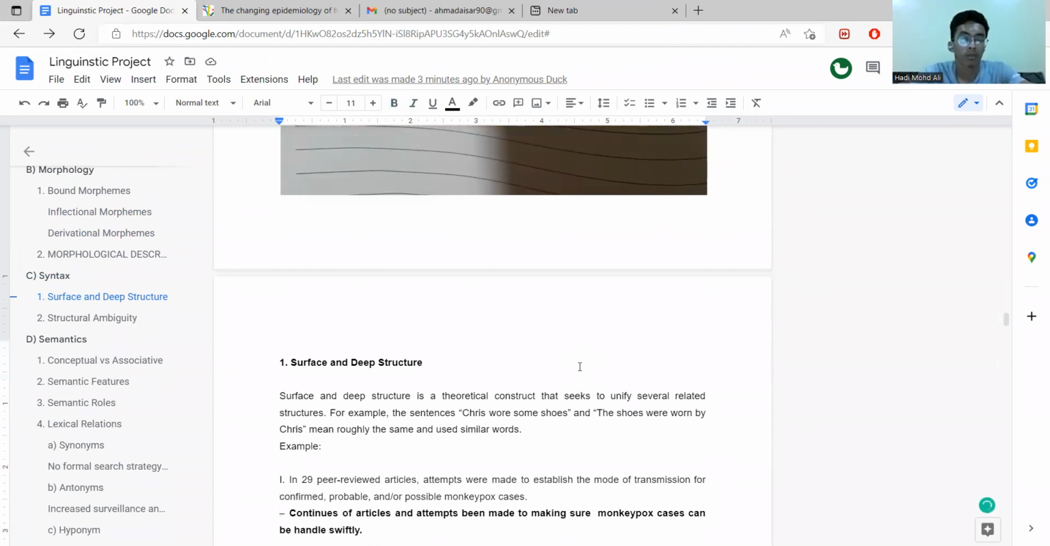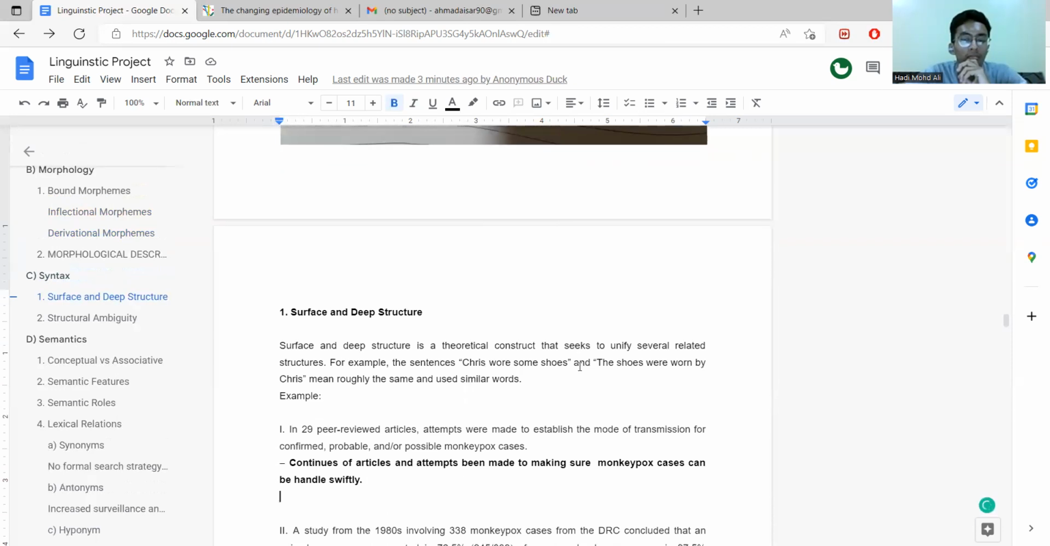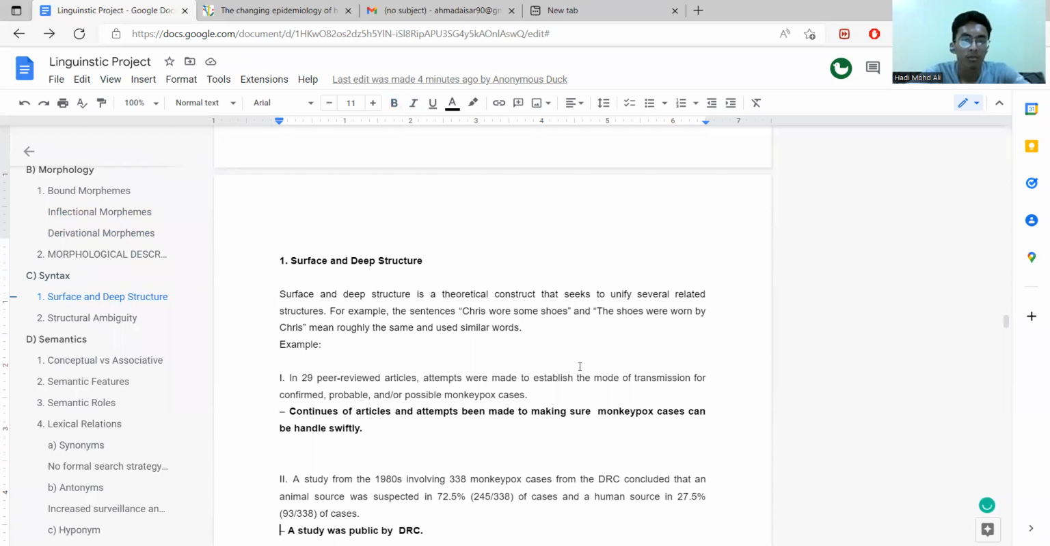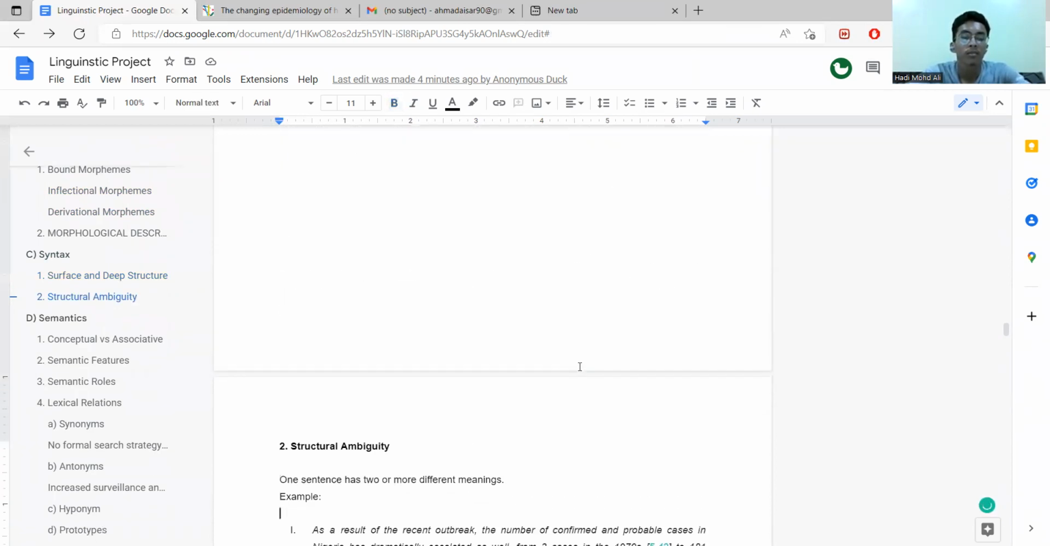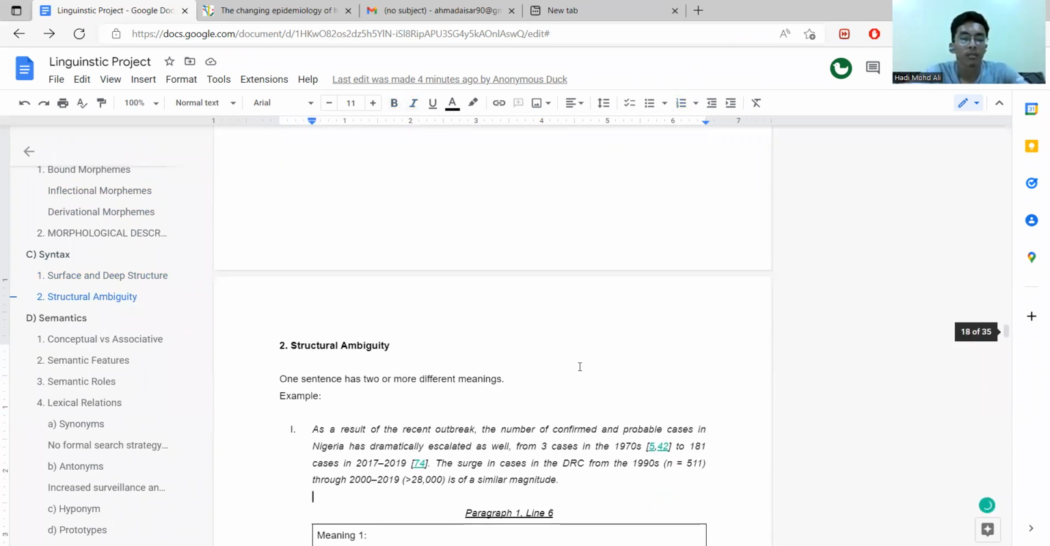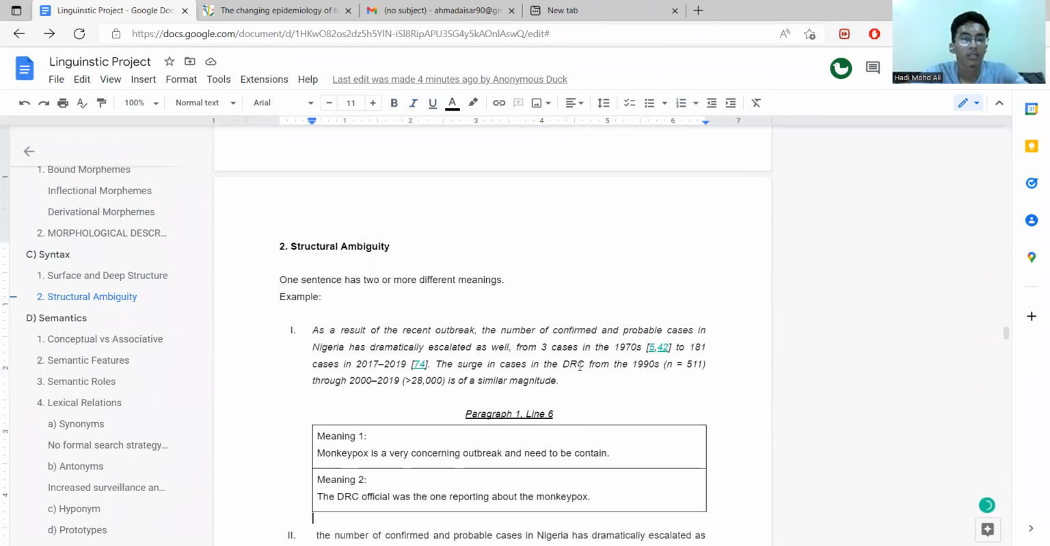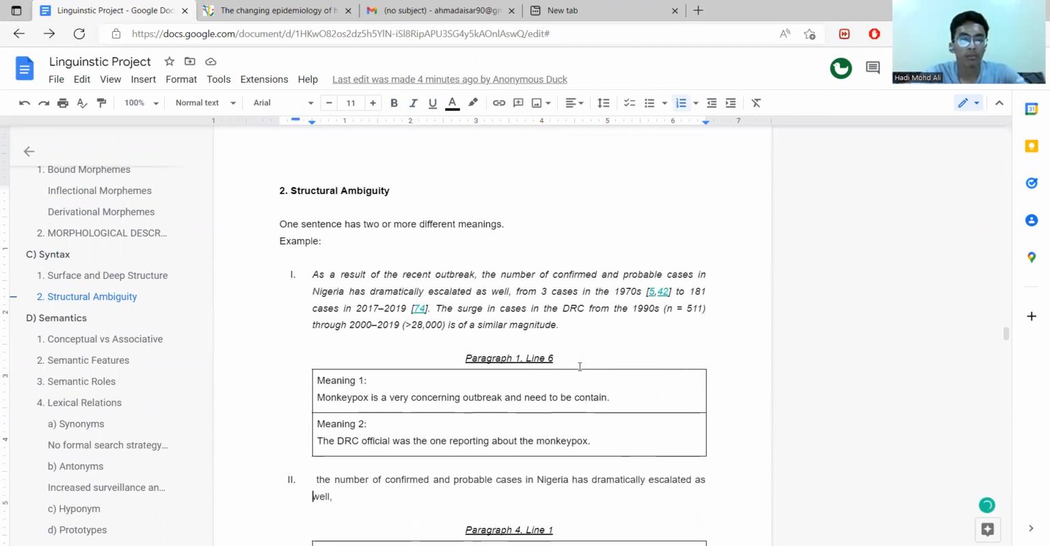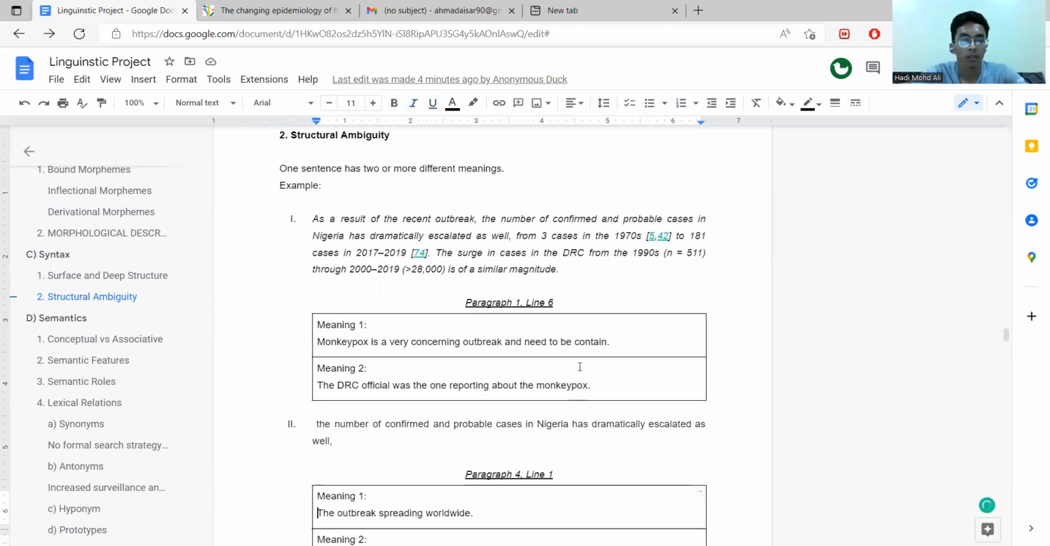Surface and deep structure is a theoretical construct that seeks to unify several related structures. For example, the sentences Chris wore some shoes and the shoes were worn by Chris would mean roughly the same and use similar words. We're going to be moving on to structural ambiguity. For example, as a result of the recent outbreak, the number of confirmed probable cases. So it means the phrase itself has many meanings. So here we have two examples of the meanings.